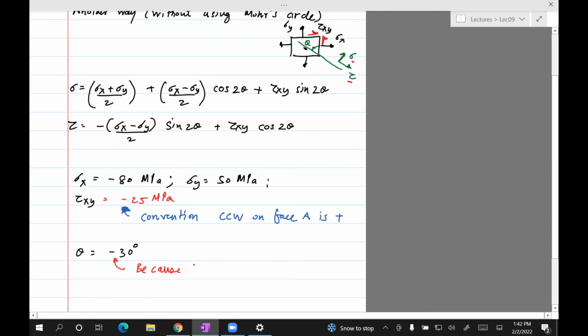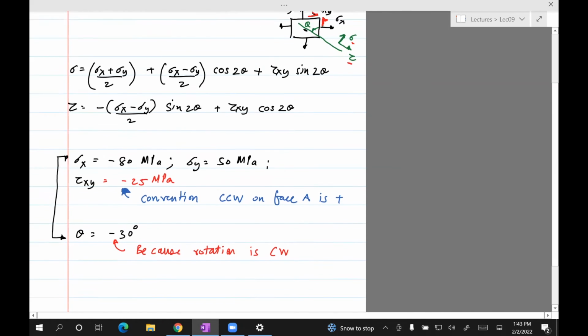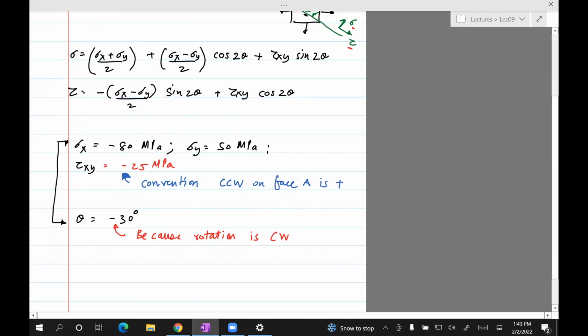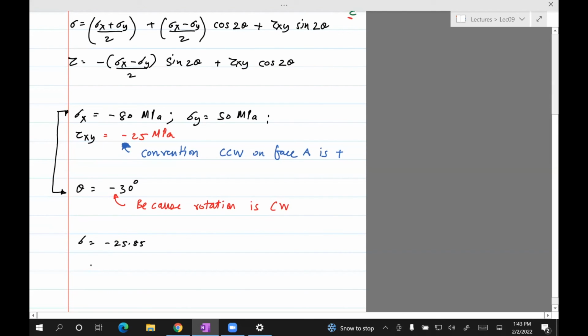because the rotation is clockwise. Okay, so what remains to be done is to sub in these values for sigmas and taus and theta in those formulas. If you do that, you get sigma equals minus 25.85, and then tau equals minus 68.79.